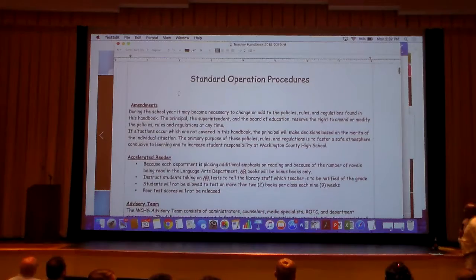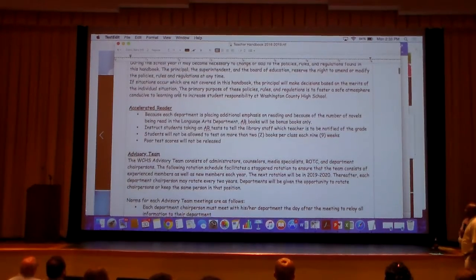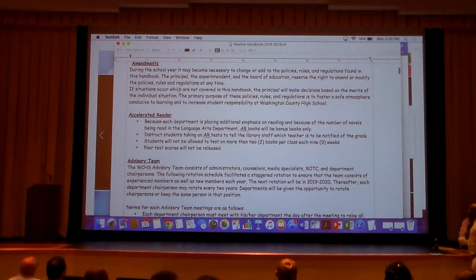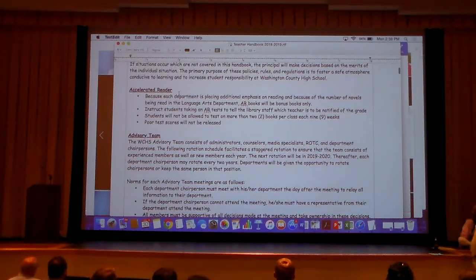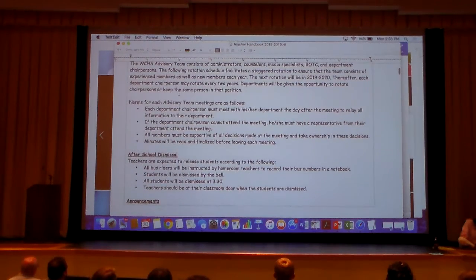All right, that's just an amendment there. If there's anything that we forgot or a situation that comes up that we hadn't thought about, I have the right to amend the handbook. We talked about accelerated reader, and then we got the advisory team. That's what the advisory team consists of. And then we have the norms for the meeting, which we'll have posted in the trophy room where we'll be in.